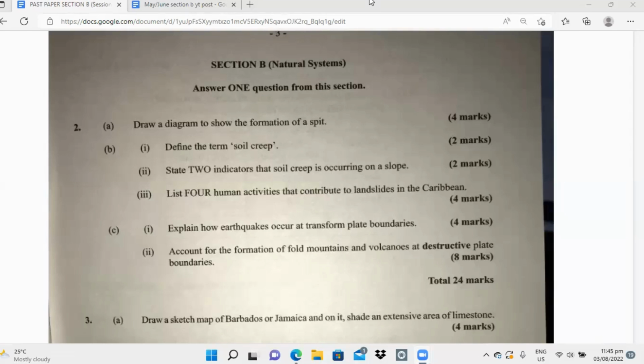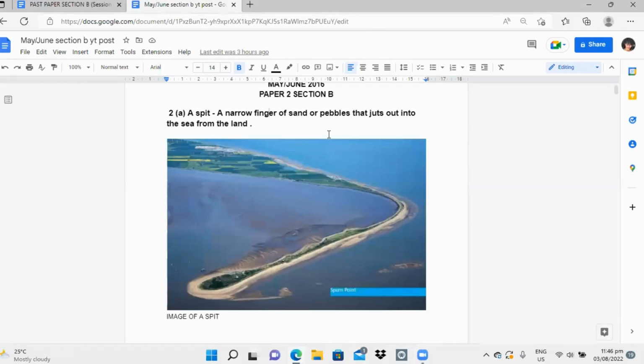So our first question asks us to draw a diagram to show the formation of a spit. Now, before we could even draw the diagram, we first need to know what a spit is and how it's formed. So a spit is a narrow finger of sand or pebbles that juts out into the sea from the land. So here we have an image of a spit, and as you can see, we have the land, and then we have the narrow finger of sand or pebbles.